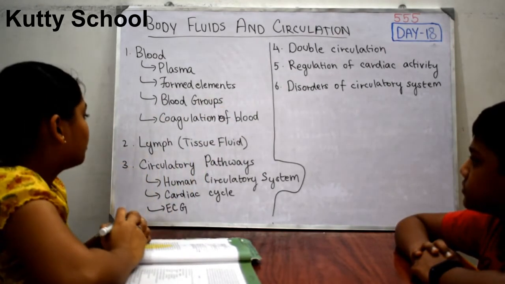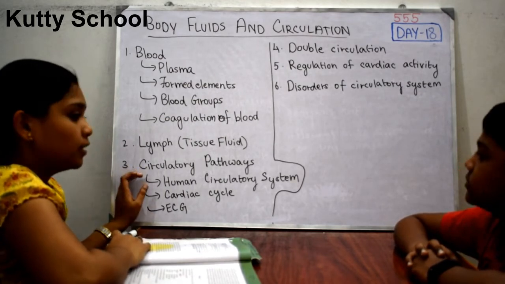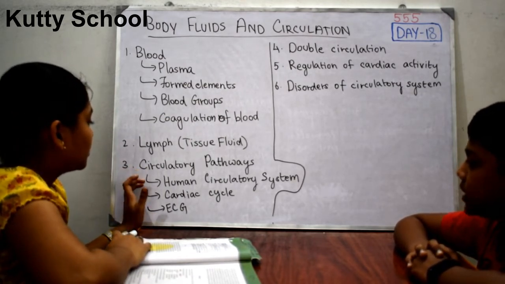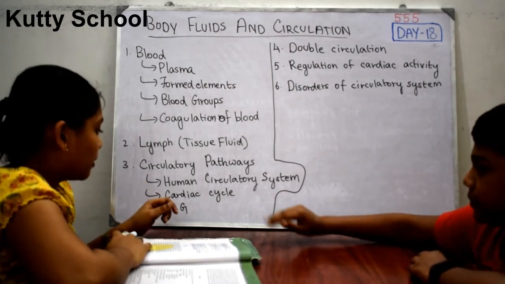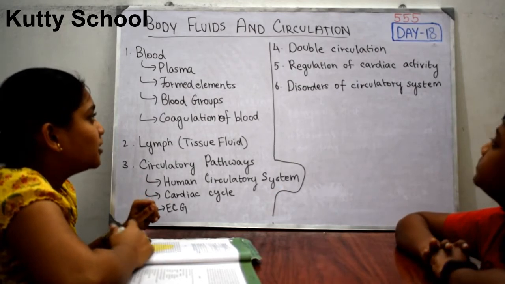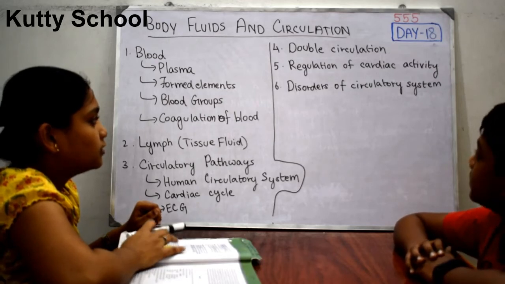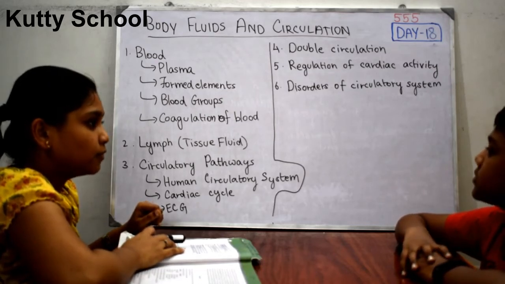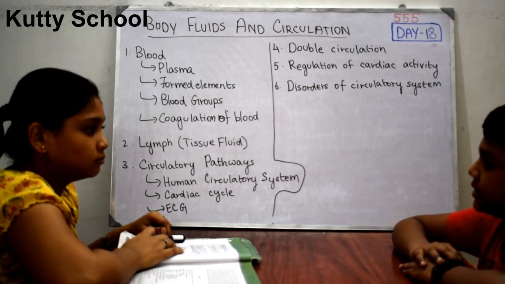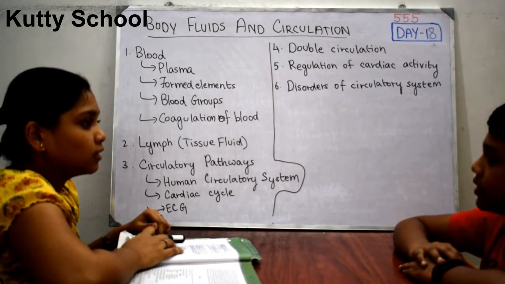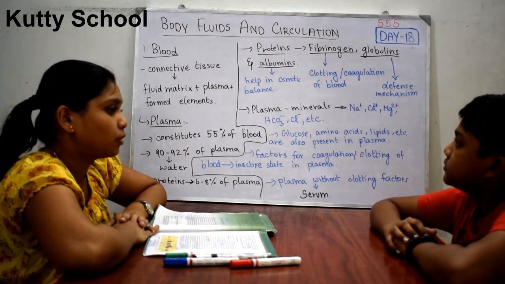The second topic is lymph, which is also known as tissue fluid. The third topic is circulatory pathways: human circulatory system, cardiac cycle, and electrocardiogram. The fourth one is double circulation, the fifth is regulation of cardiac activity, and the sixth is disorders of the circulatory system. In every system, like the respiratory system and digestive system, we will be seeing disorders. Now we are going to discuss the first topic, which is blood.